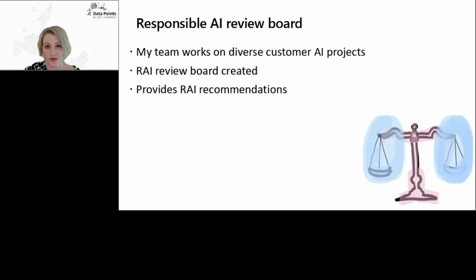So we started a responsible AI review board in CSE, in commercial software engineering, because we work on really diverse customer AI projects. We work in different industries. I work in healthcare, and we work with lots of different types of data. We work on image data and computer vision, on text data and NLP, and on structured data and regression. So we really see a variety of AI projects, and therefore we also see a variety of complex, diverse AI ethical issues, which we have to work through.